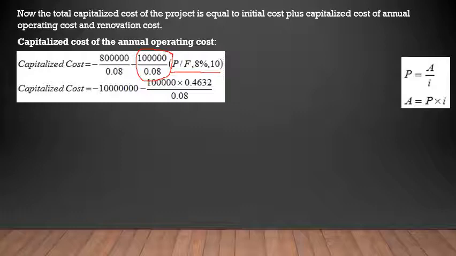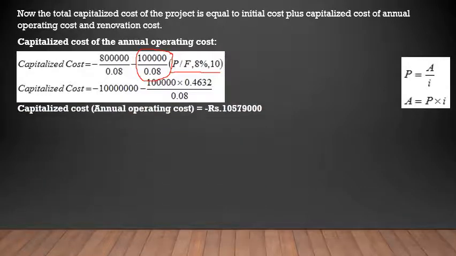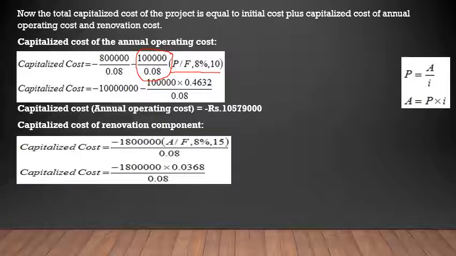Substitute the values from the factor tables and we get the answer as 10579,000. Okay, next component is the capitalized cost of the renovation component. What was that renovation component? 18 lakhs at the end of year 15. So how do I convert that? 18 lakhs, that is F.